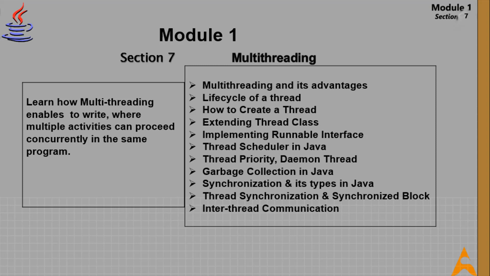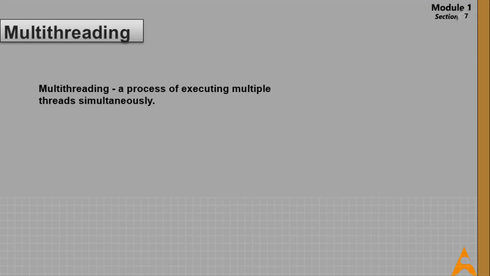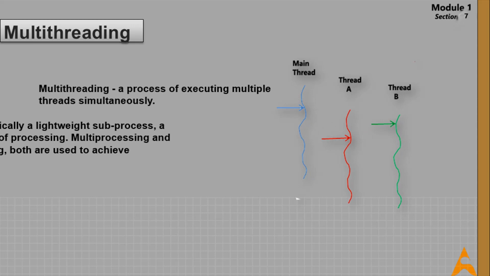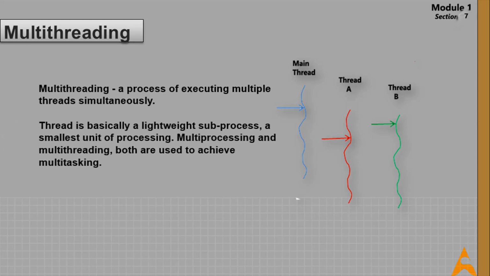First of all, we would discuss multithreading in Java. Multithreading in Java is a process of executing multiple threads simultaneously. Thread is basically a lightweight subprocess, the smallest unit of processing. Multiprocessing and multithreading both are used to achieve multitasking.